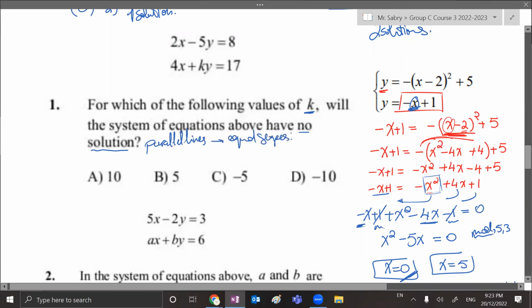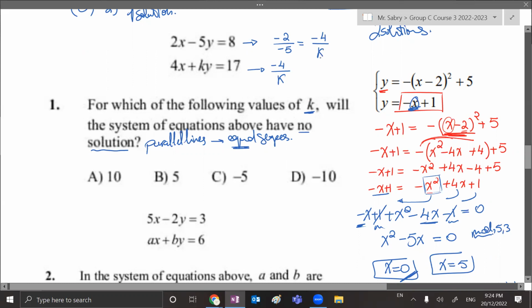فما دام هما equal slopes فأنا هعمل الكلام ده يعني هجيب السلوب بتاع الأولاني اللي هو نيجاتيف الرقم اللي جنب الإكس over الرقم اللي جنب الواي وهجيب السلوب بتاع التاني اللي هو نيجاتيف الرقم اللي جنب الإكس over الرقم اللي جنب الواي وI'll make them equal to each other. يعني هعمل negative 2 over negative 5 equals to negative 4 over k.